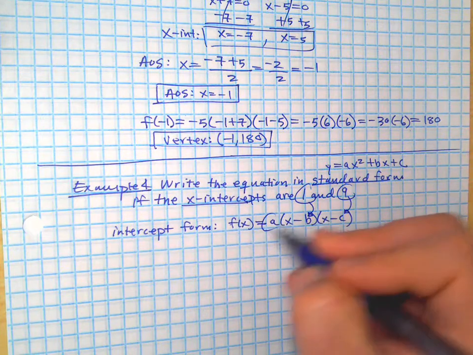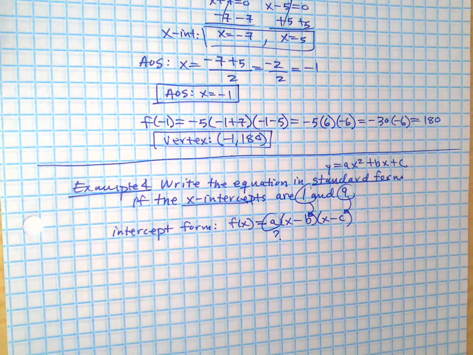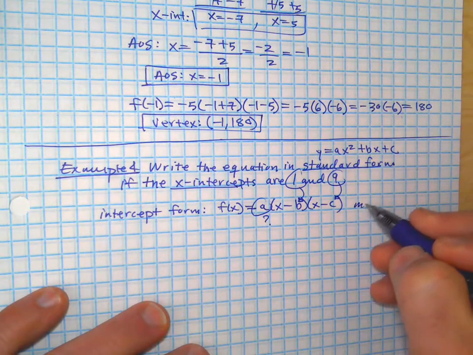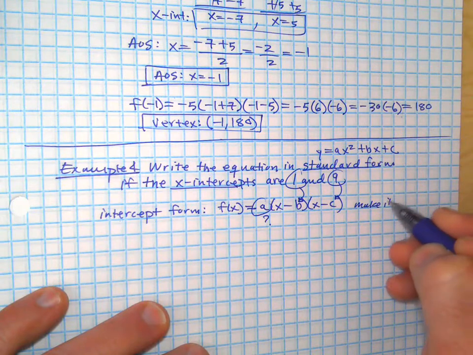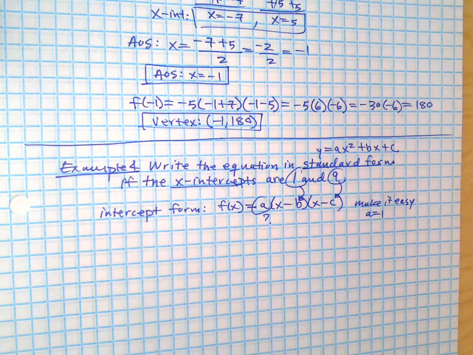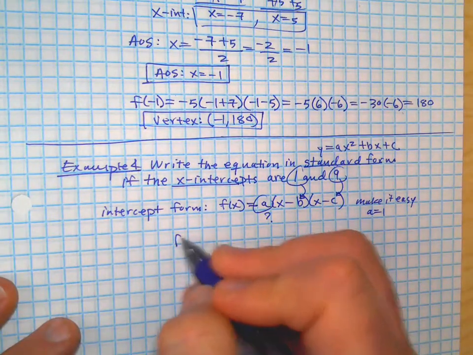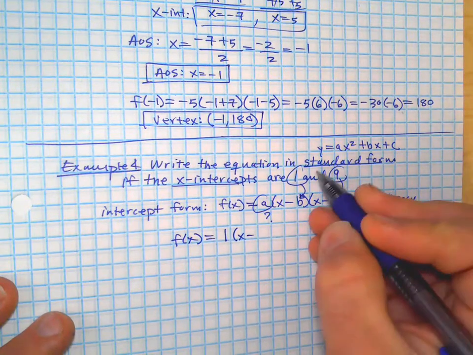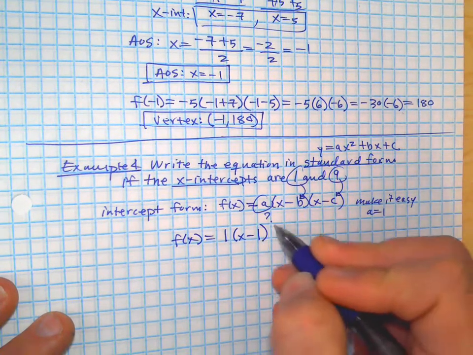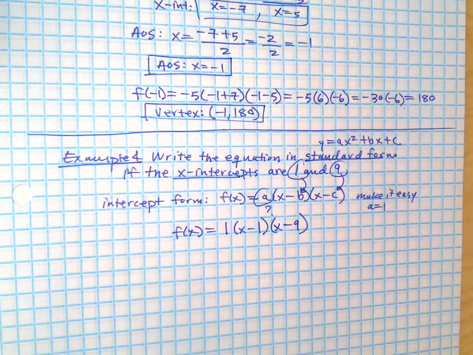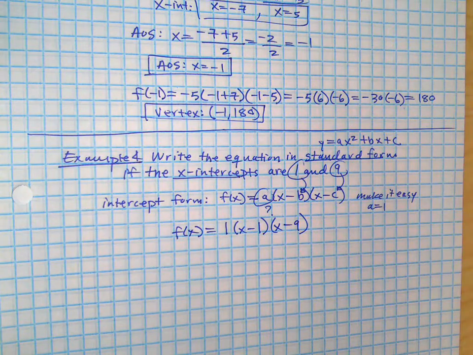Now, the thing we don't know is the a value. So, I mean, it really could be any kind of a value with these x-intercepts. So we're going to make it easy and just go with a = 1. Okay, so we have everything we need, so we just need to plug these in. So we're going to plug a 1 in for a, a 1 in for that x-intercept, a 9 in for that x-intercept. And that's the equation for the parabola in intercept form, but we want standard form.